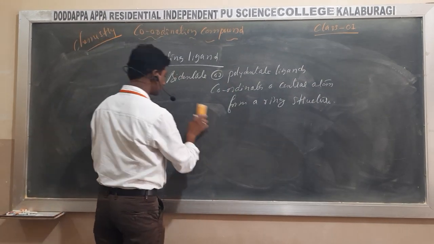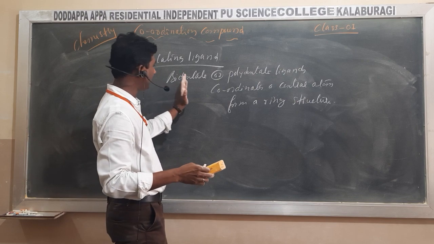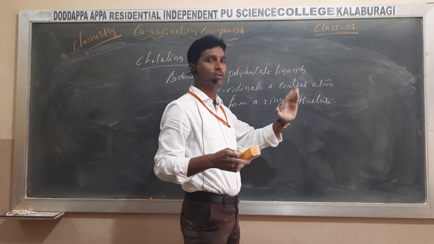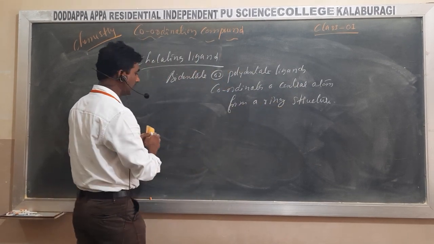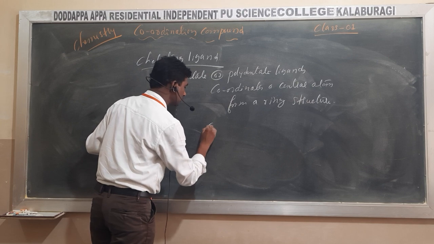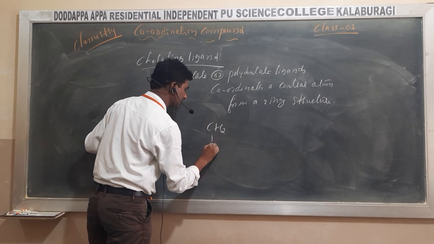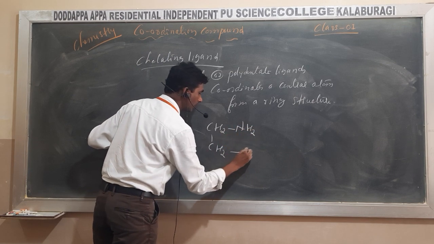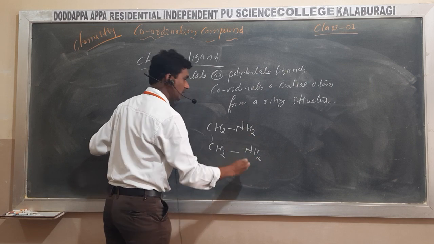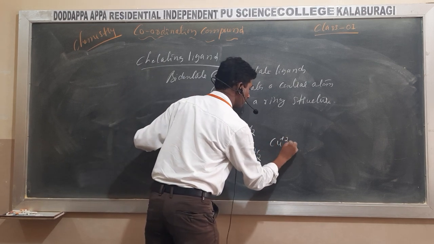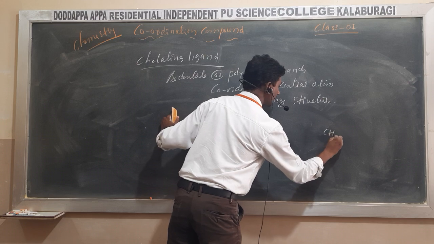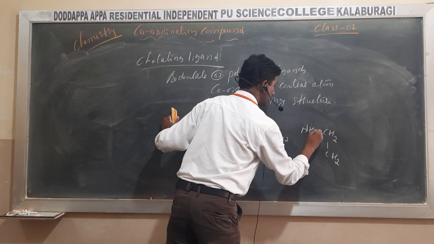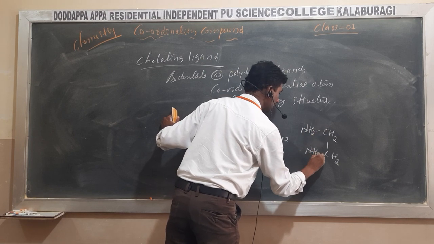Example. What is the chelating ligand? The bidentate or polydentate ligands coordinate to a central atom forming a ring structure, so it is called a chelating ligand. One more example I can discuss: ethylene diamine, which we have already discussed, is a bidentate ligand. How many donor atoms does it have? Two donor atoms. Both donor atoms are nitrogen. The central atom is copper. Here is one more ligand, CH2. The donor atom is nitrogen.